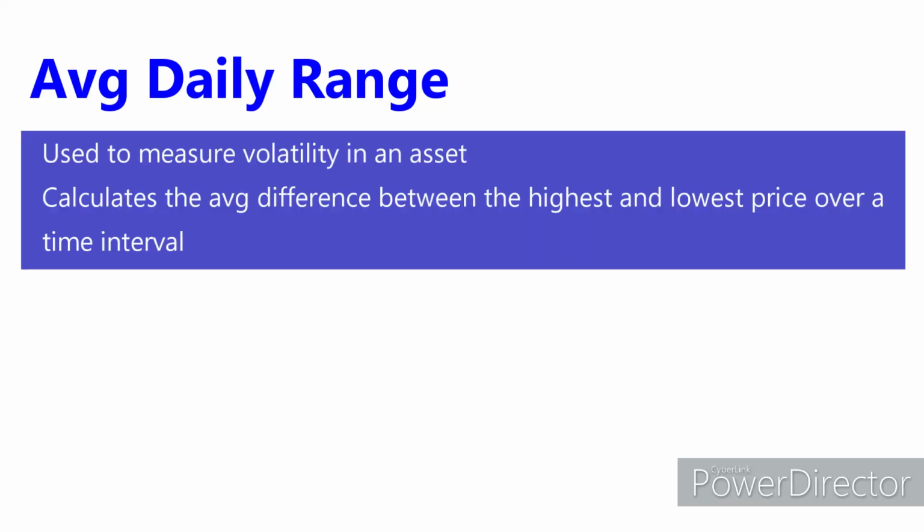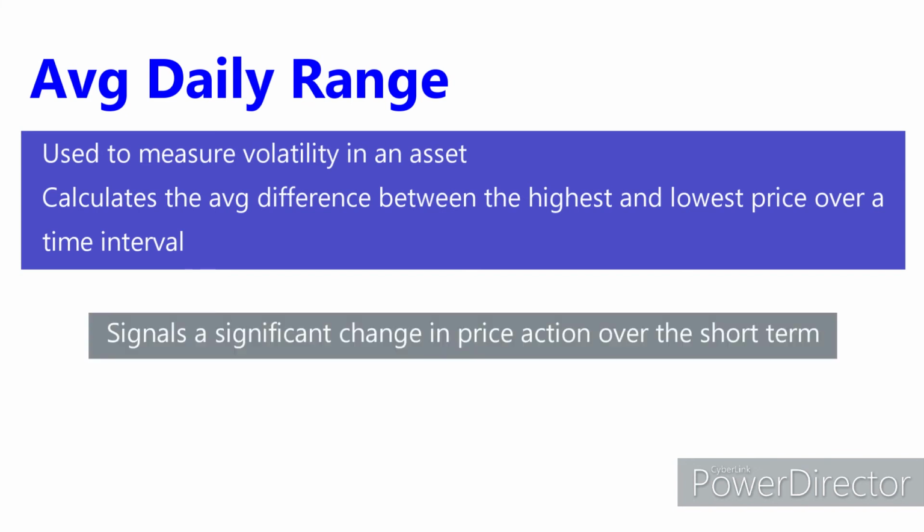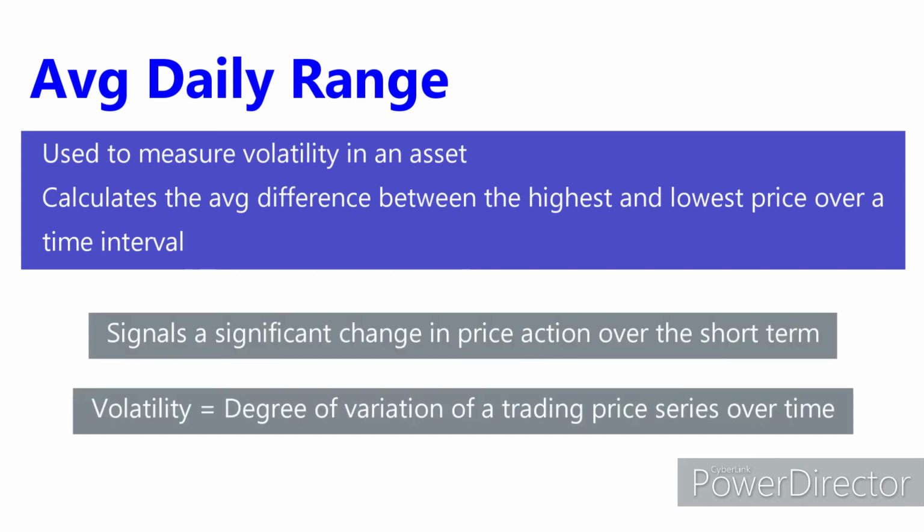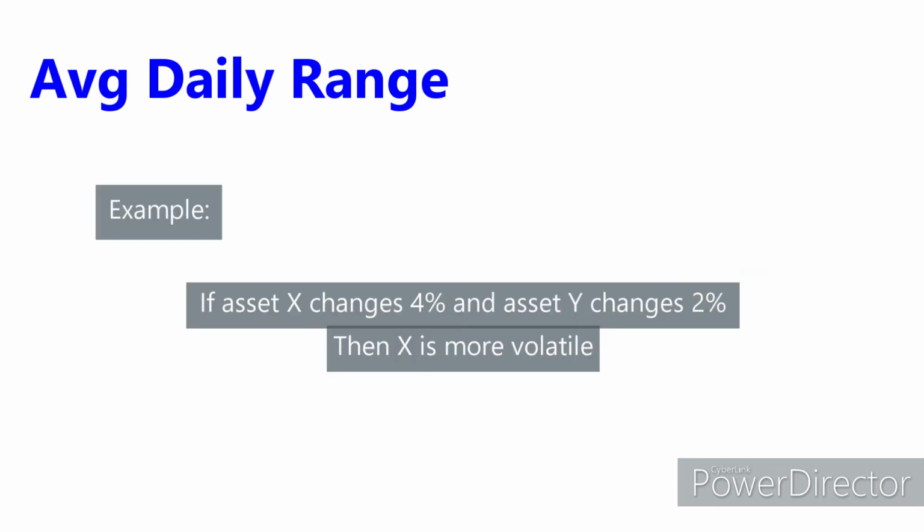The average daily range is a tool that measures the volatility in an asset. It calculates the average difference between the highest and lowest price during a specific interval of time. Overall, it's used over the short term to signal a change in price. An example of how to interpret volatility is shown below. If an asset changes by a greater percent, like asset X in our example, then it is more volatile.